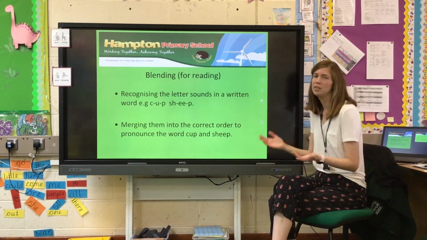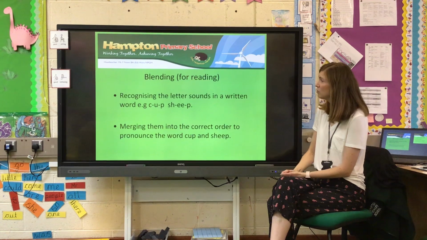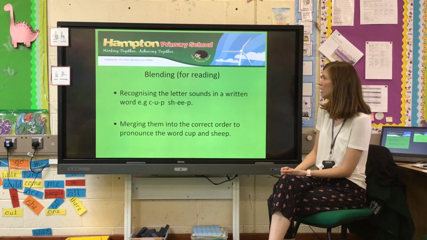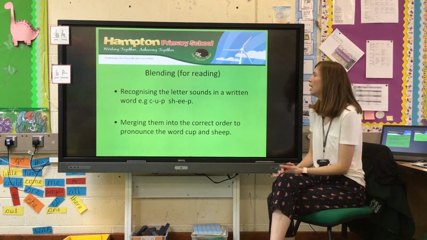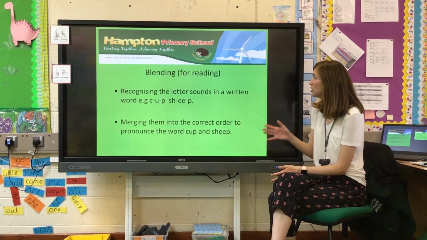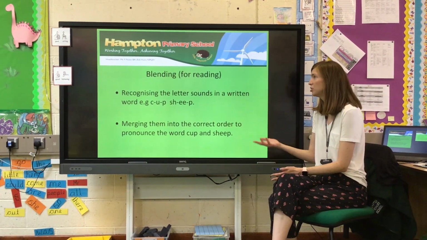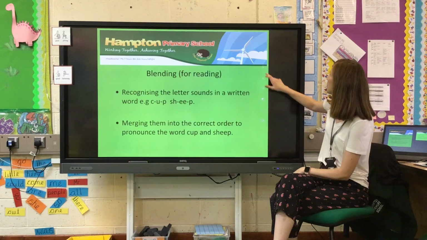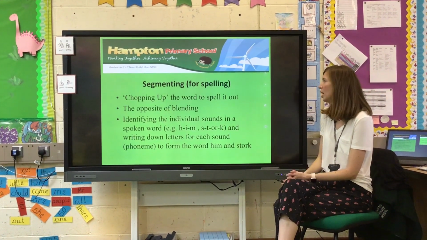So what is blending? Blending for reading is recognising the letter sounds in a written word, for example c-u-p and sh-ee-p, and then merging them into the correct order to pronounce the word, making the words cup and sheep. So that's blending. And then segmenting for spelling is basically chopping up the word to spell it out.